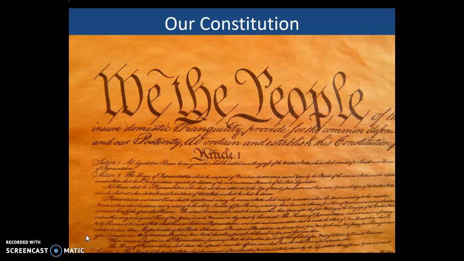Hello, government students. Today we're going to provide an introduction to the United States Constitution. We're going to look at the basic structure of the Constitution and give an overview of what's covered in each of the articles of the Constitution. So with that said, let's go ahead and get started.